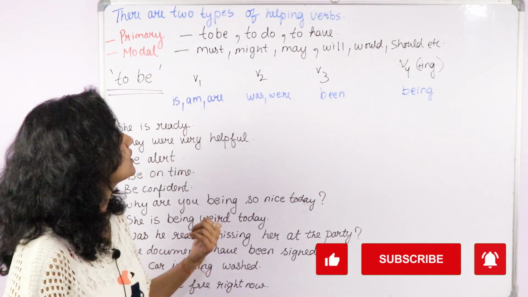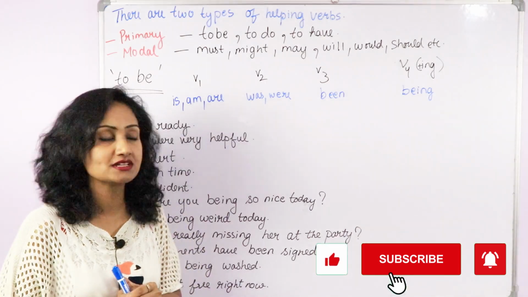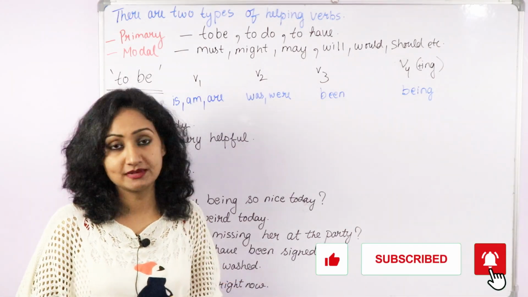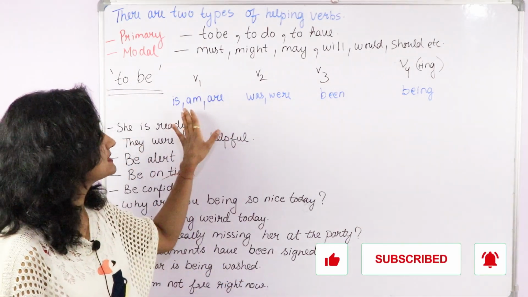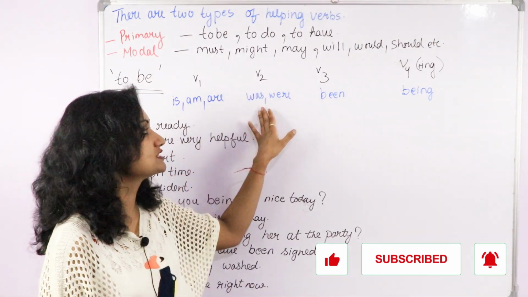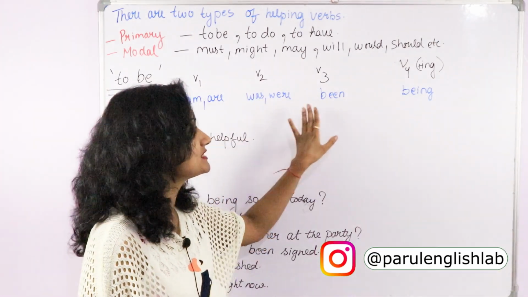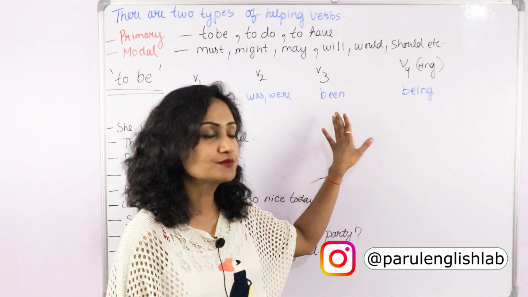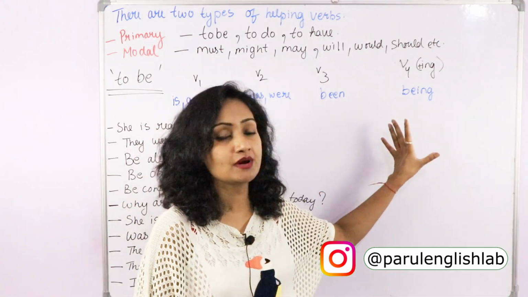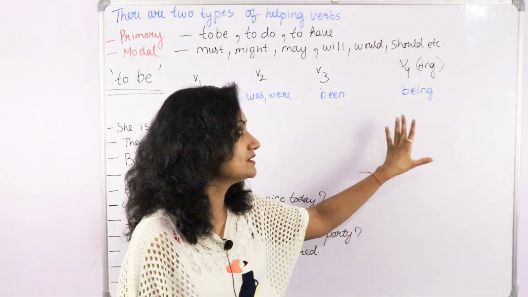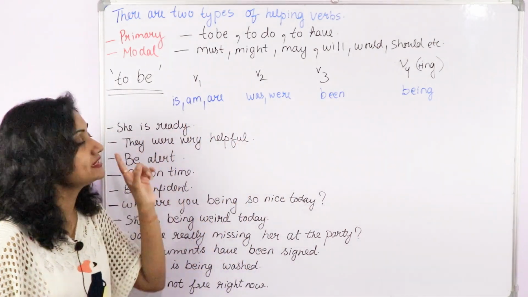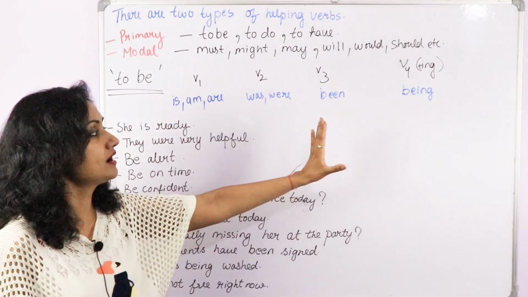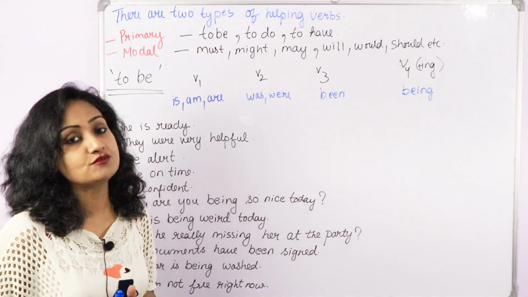Okay, so let's get back to primary auxiliary verbs. I'm starting with to be verbs. First form is am, is, are, second form is was, were, third form is been, past participle, and fourth form, present participle with ing, is being. So these are four forms of to be verbs. They all are the forms of to be verbs.